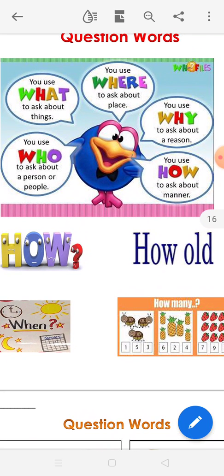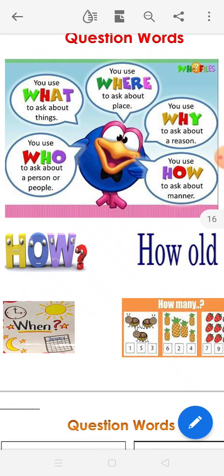How many is used to ask about the quantity of something, for countable nouns. Excellent. How many days? How many chairs? How many children? How many bags? How old is used to ask about your age. So how old are you? I'm 5 years old. How old is your mother? She's 40 years old. Perfect.